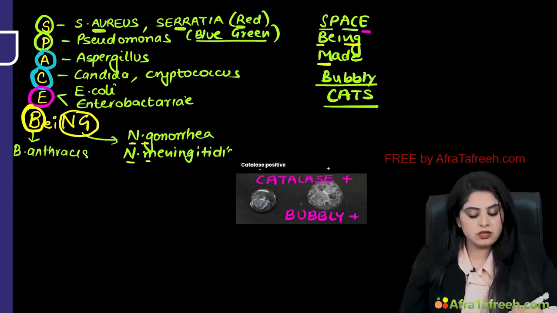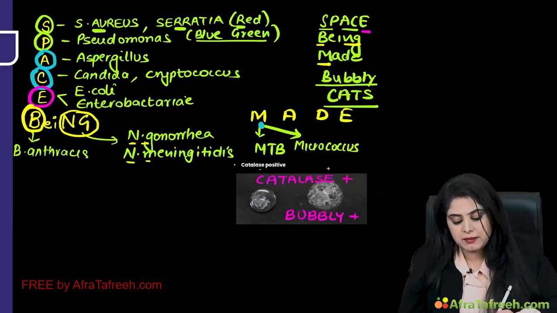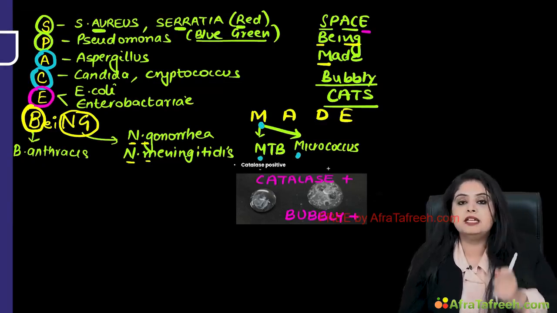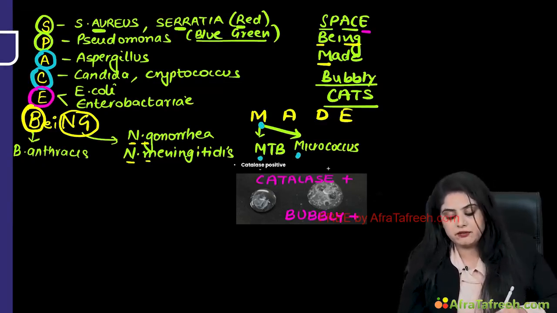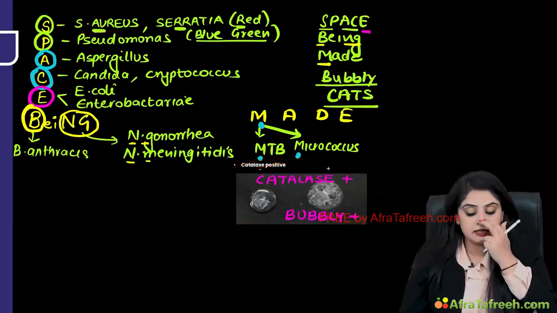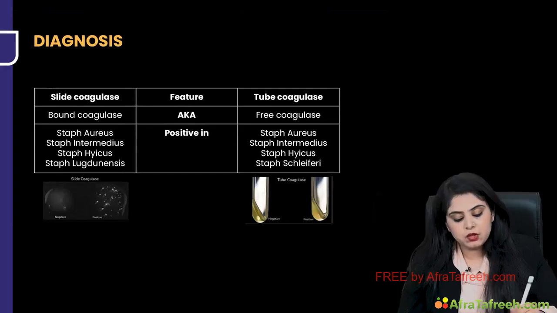And finally, made. M for, in our country you can't forget TB, right? So M is going to be for Mycobacterium TB and M is also for Micrococcus. So finally, space being made for the bubbly cats is the mnemonic for catalase positive, and Staph aureus is definitely under it. Now tell me, other than catalase, there was one more test that Staph aureus was showing you, and that was the coagulase test.